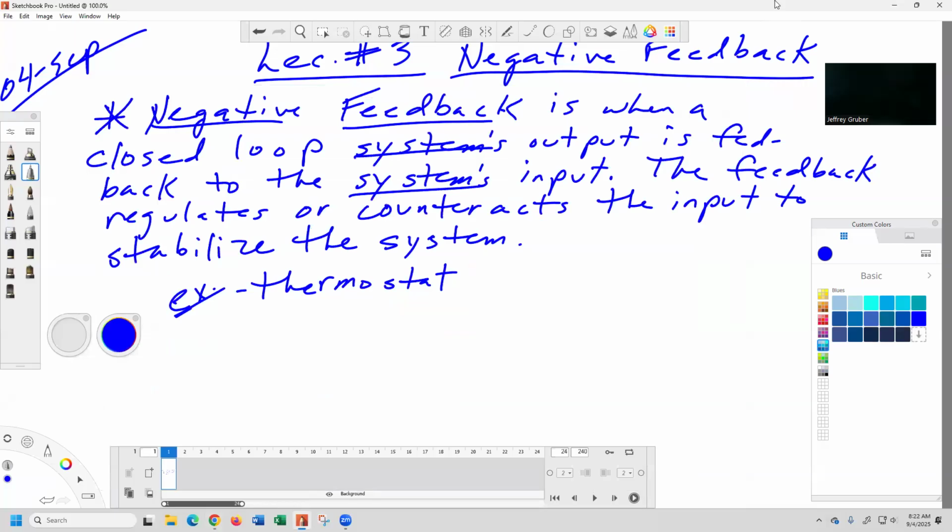So what's the opposite of negative feedback? Positive feedback. Positive feedback is used in electronics sometimes for oscillators, but it's bad for amplifiers because the amplifier will become unstable.